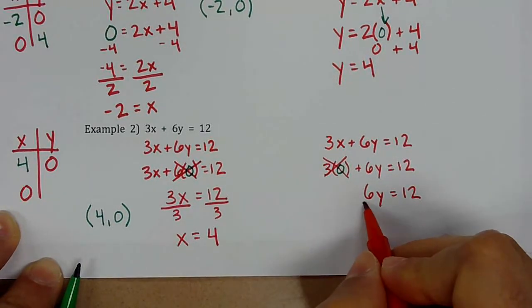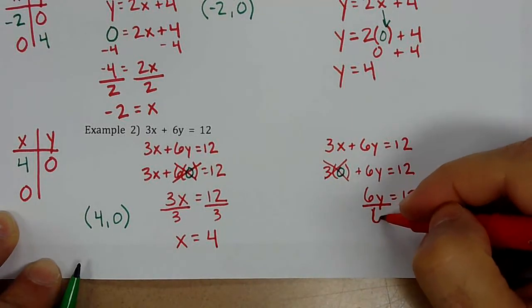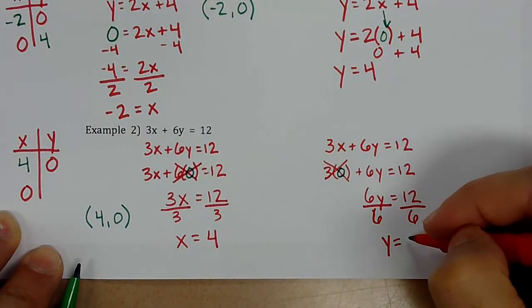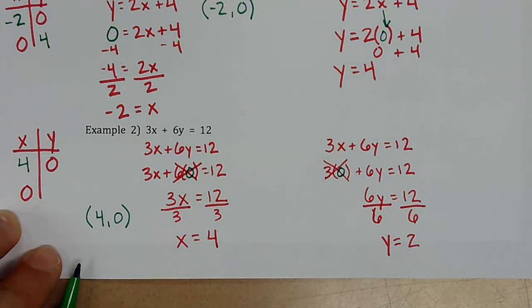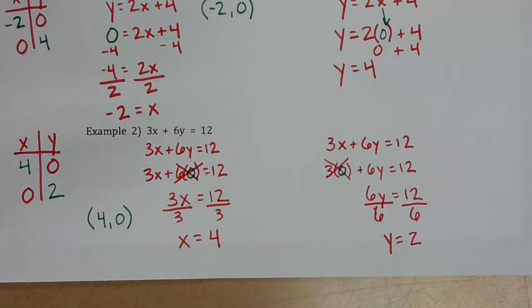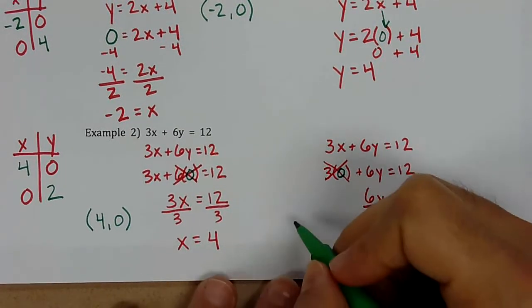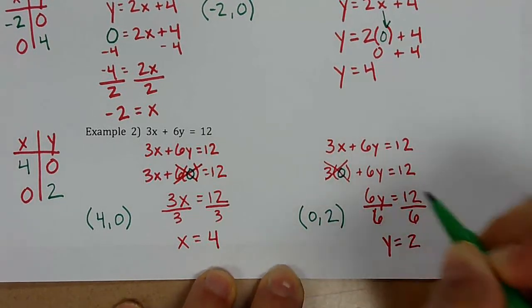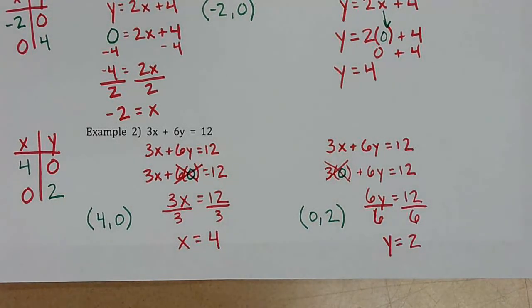Divide by 6, and the value of y is 2. So I'm going to come over to my table. When x was 0, y is 2, leaving me with the coordinate 0, comma 2. And that's how we can find intercepts, x and y intercepts of a graph or an equation, whether it's visual or algebraically.